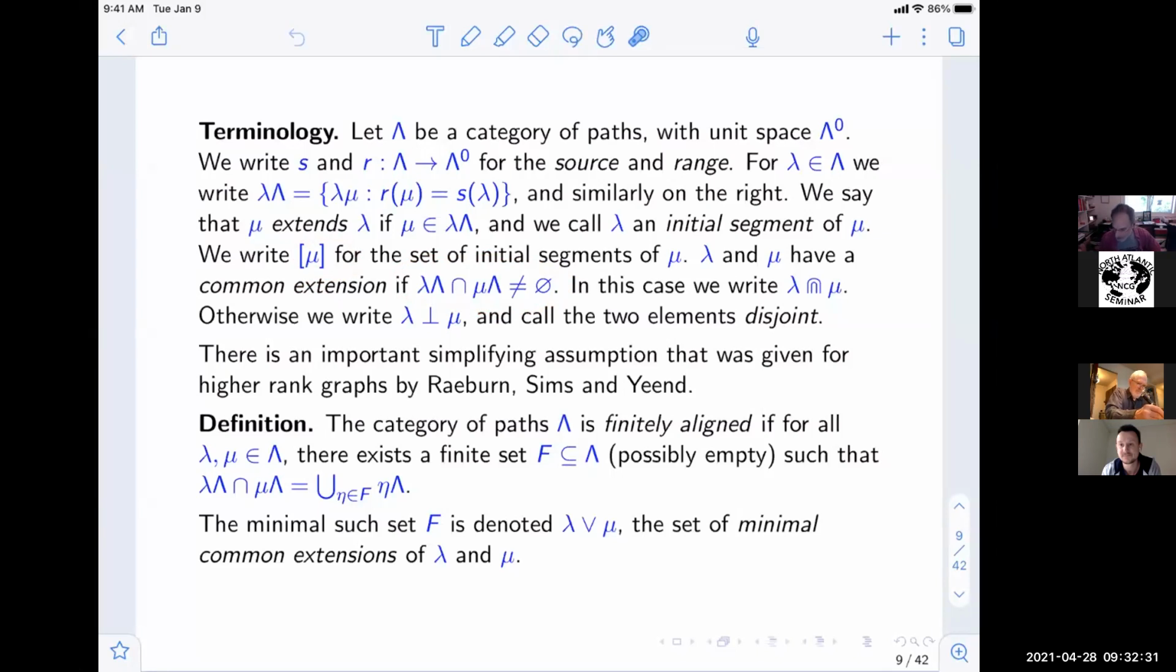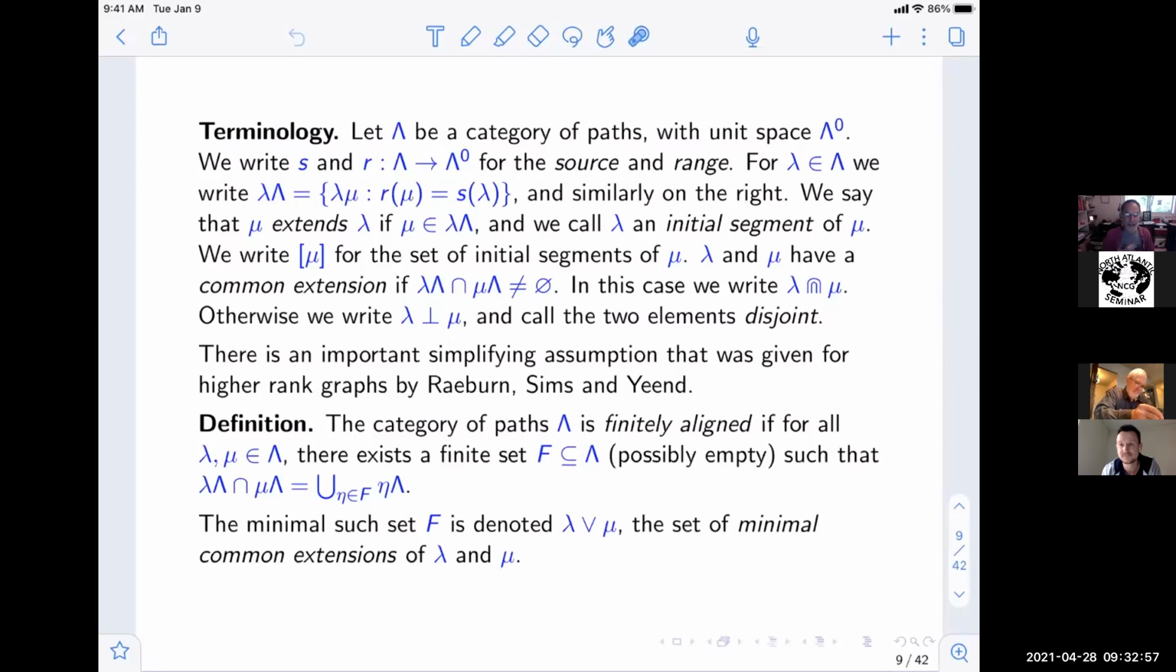Otherwise, they're disjoint, and I use just the perpendicular symbol for that. Okay. Now, even in the case of higher rank graphs, this is a very general class, and there was an important simplifying assumption given by Raeburn, Sims, and Yeend called finite alignment. They gave this for higher rank graphs, but the same definition makes sense for categories of paths.